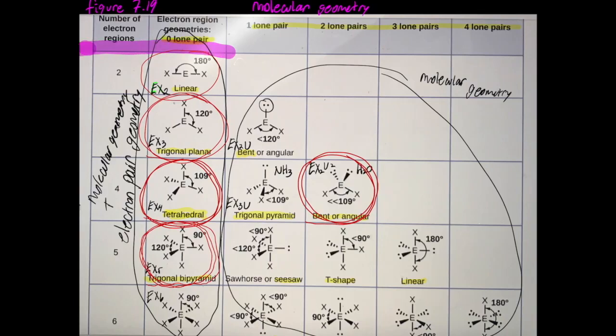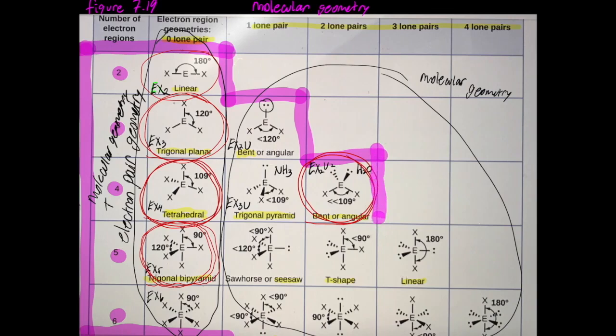Okay, you should memorize the basic geometries for 2, 3, 4, 5, and 6 for this column here. And you should memorize bent molecules, trigonal bipyramid, and bent molecules. Okay, so within the purple mark, learn these, all right?